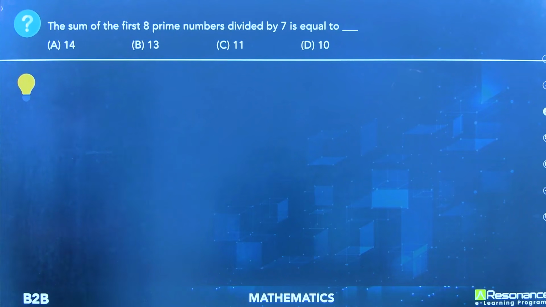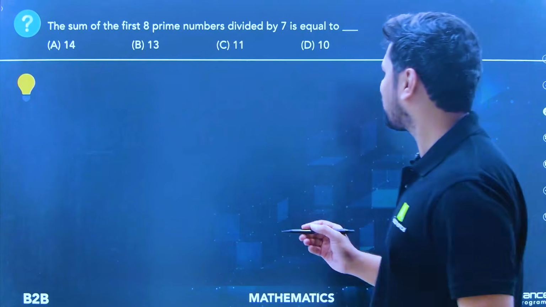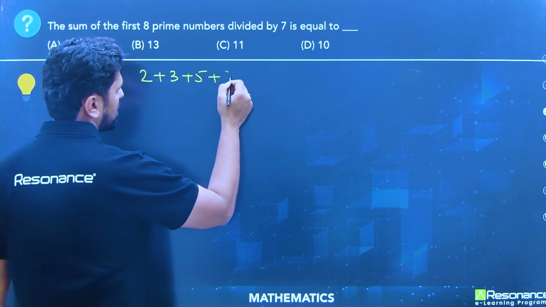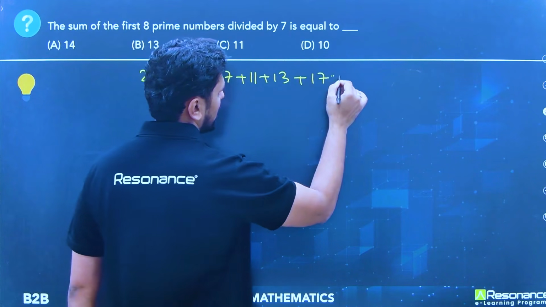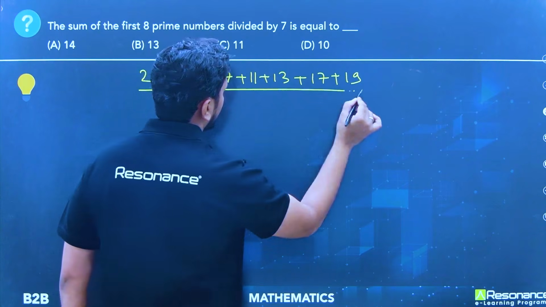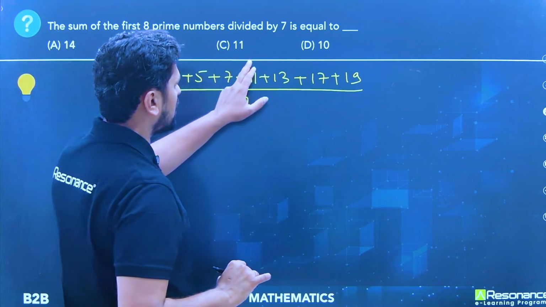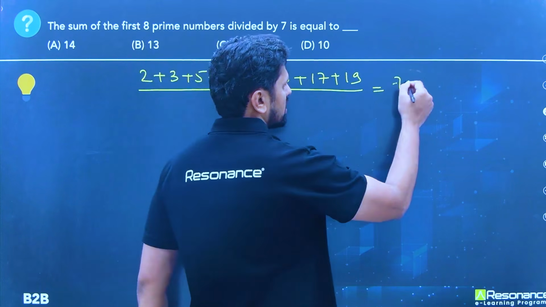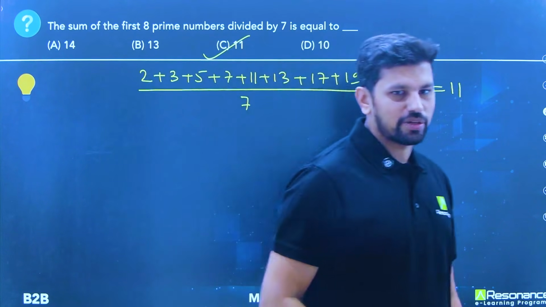Sum of first 8 prime numbers divided by 7. Oh, 11. Now the competition is increasing. Okay, sum of first 8 prime numbers: 2 plus 3 plus 5 plus 7 plus 11 plus 13, 3, 3, 6. Then 17 plus 19, divided by 7. They are asking the same thing. So 5, 10, 17, 28, 41, 58 and 77. 77 upon 7 is equal to 11. Very fast, very good.